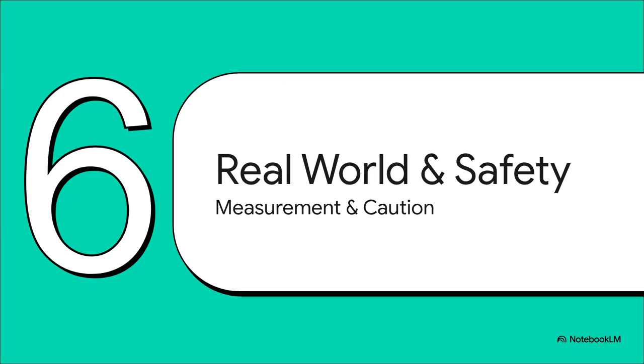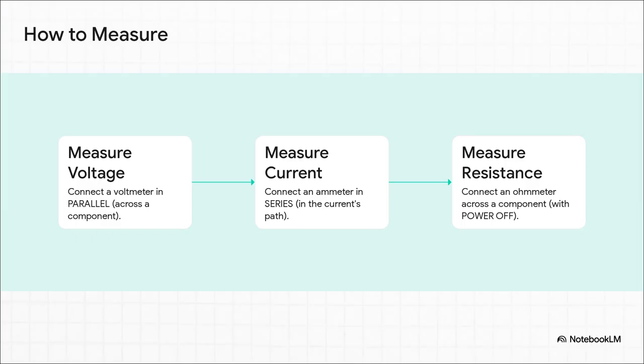Okay, that's the theory. It's awesome. But let's bring it back to the real world. How do we actually measure this stuff? And maybe more importantly, how do we stay safe? So if you grab a tool called a multimeter, you can actually measure all three. For voltage, you just connect your meter in parallel, which means you just touch the probes on either side of what you're measuring. Now, for current, it's different. You actually have to break the circuit and put the meter right into the path in series, so all the current has to flow through the meter.